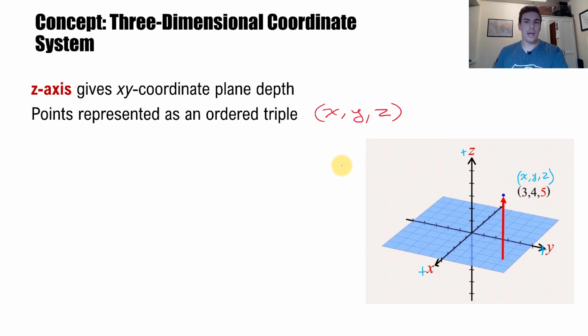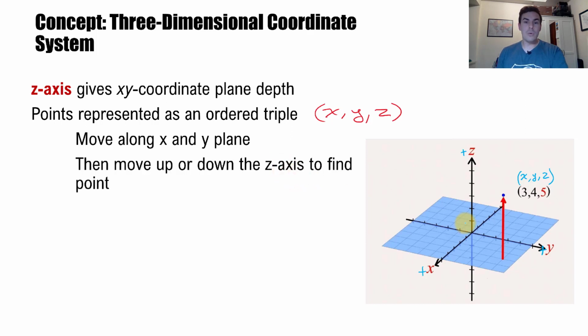In order to graph these, the first thing we want to do is move along the X and Y plane first, and then we will move up or down, like you see here with this red arrow, to find the point. So we move along the X-axis, the Y-axis, and then from there you move straight up or straight down the Z-axis in order to plot your point.